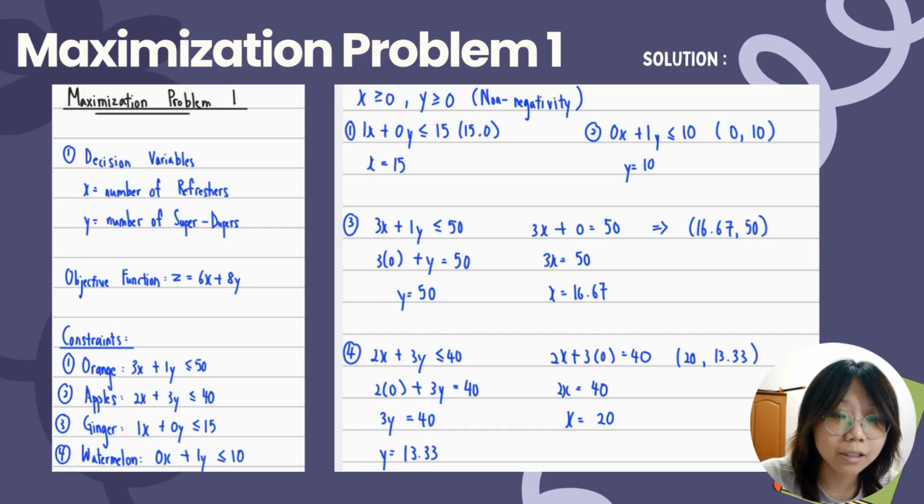Based on the ingredients given, for orange, 3x plus y is less than or equal to 50. For apples, 2x plus 3y is less than or equal to 40. For ginger, x is less than or equal to 15. For watermelon, y is less than or equal to 10. And x and y are greater than or equal to 0.